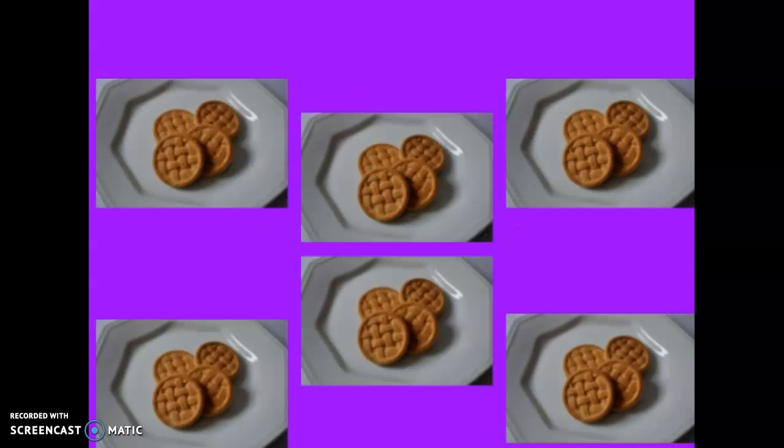So I'd like for you to take a look at this picture. I want you to pause your video, take a look at this picture, and think about what you see in this picture. I'm sure that some of you are seeing plates of cookies. Some of you may have even noticed how many plates there are, or how many cookies there are on each plate. Some of you may have even been thinking about how many cookies there are all together.